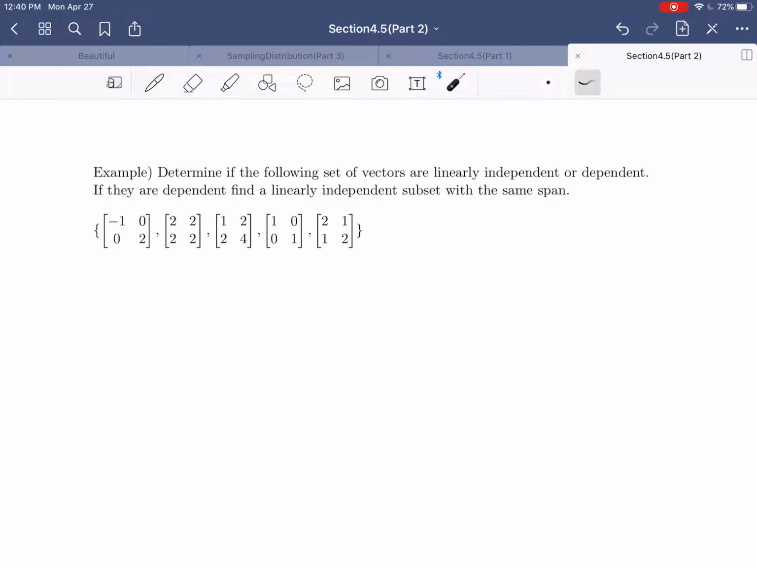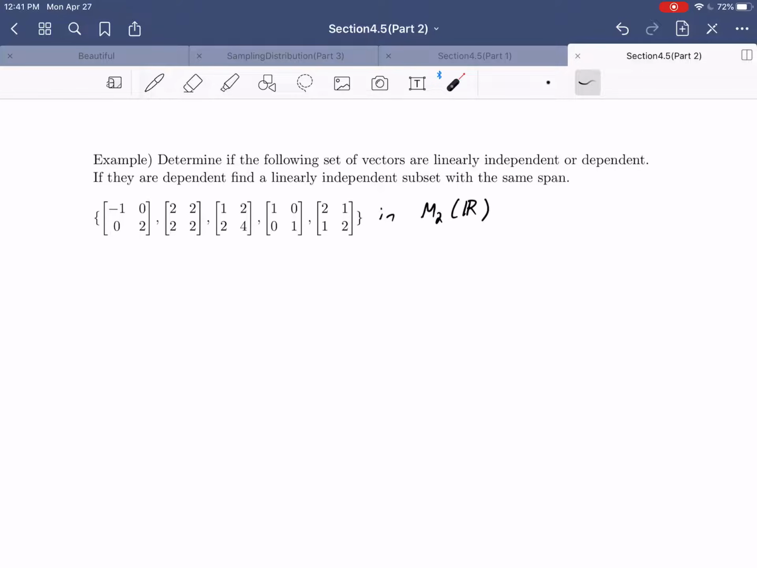So we've got this set of vectors. We didn't actually say where they live, but these are all in M2(R). Once again, we want to know: are they linearly independent or dependent in M2(R)? And if they are linearly dependent, we want to determine a linearly independent subset inside of them. So we've got our set of vectors there.